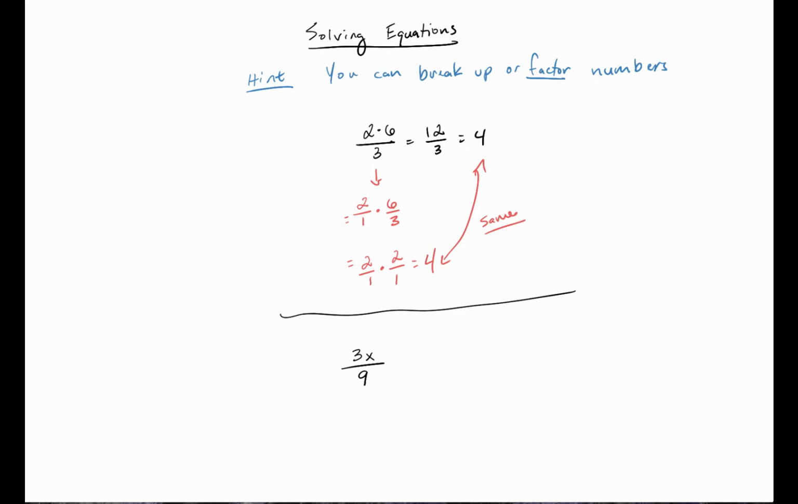Let's say I have 3 times x over 9. I can rewrite that as 3 over 9 times x over 1. And the benefit of that is 3 over 9 can be reduced to 1 over 3, which is equal to 1 over 3 times x over 1, which is equal to x over 3.